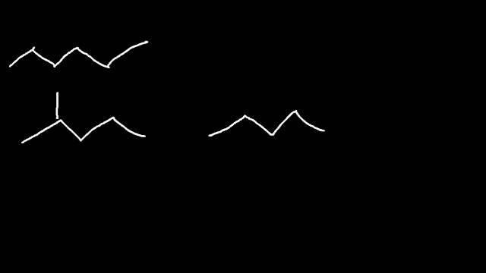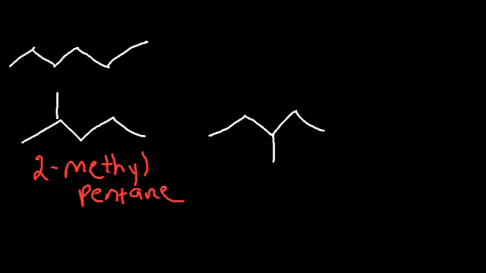Now, how many constitutional isomers can we draw for hexane? Let's go down to 5 carbons. We could put a methyl on carbon 2, or we can put a methyl on carbon 3. As you can see, the names of these constitutional isomers are different. This is called 2-methylpentane, and the other one on the right is 3-methylpentane. Now what we can't do is put a methyl group on carbon 4, because that's not really carbon 4. You would count it this way, and it would end up being carbon 2, so it would be 2-methylpentane. So we can only put a methyl group on carbon 2 and 3, and we'll get different structures.